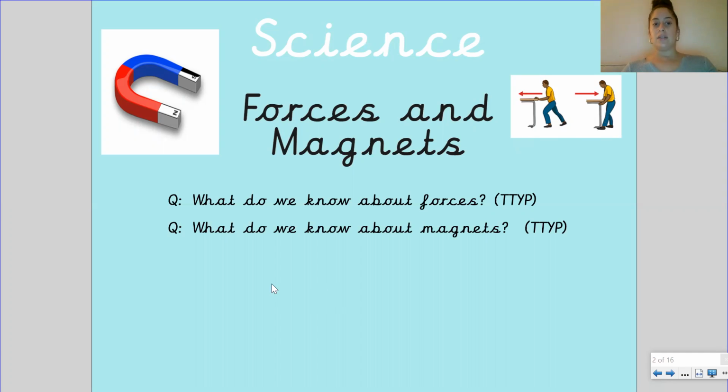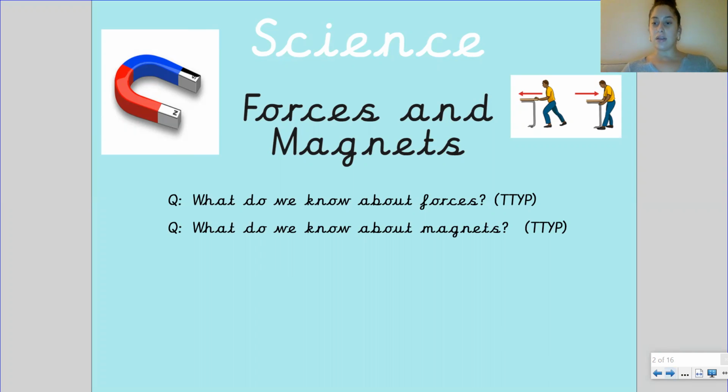Okay, the second question I want you to think about is, what do we know about magnets? You can look at this magnet on the top left corner to see whether it gives you any clues, to give you some information about magnets. And if you know some information about magnets, what do you know?